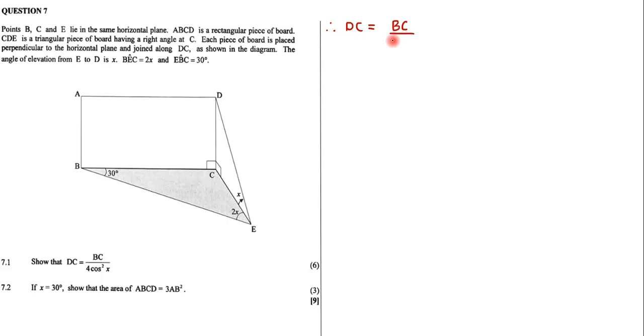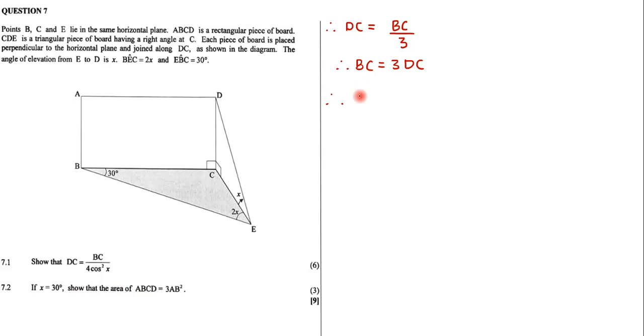Right, so what does this mean? This means that BC is 3DC, right? Now I'm not solving this question here. I'm just trying to understand what happens if x is 30, what happens to what we got earlier. And this is what we see: actually, we see that BC can be 3DC. All right, now I'm going to go to the question. The question said we must show that the area is 3AB squared.